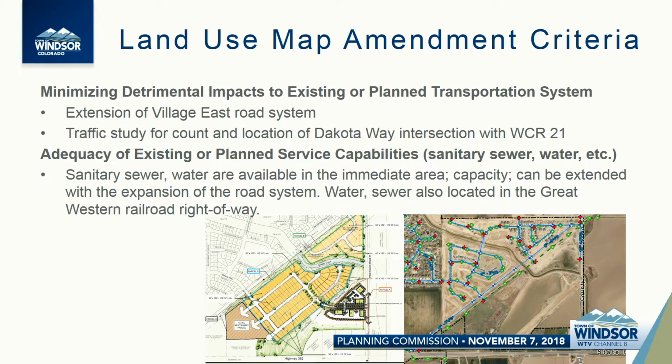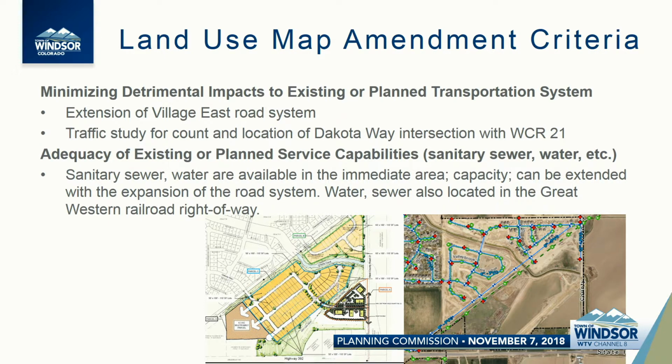Minimizing detrimental impacts to the existing or planned transportation system. This will be an extension of the Village East subdivision from the west to the east. It does go over County Road 21. As folks have mentioned, transportation and traffic together are a big concern in the area, and that was the major comment at the neighborhood meeting that we had.